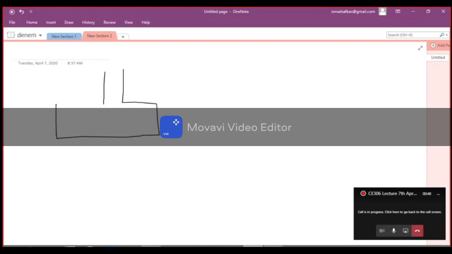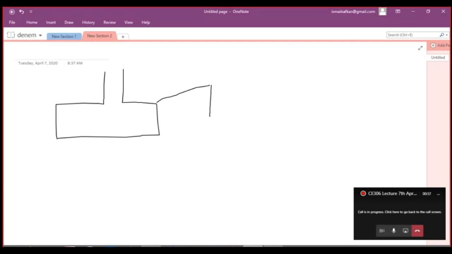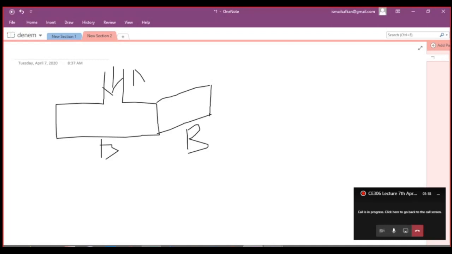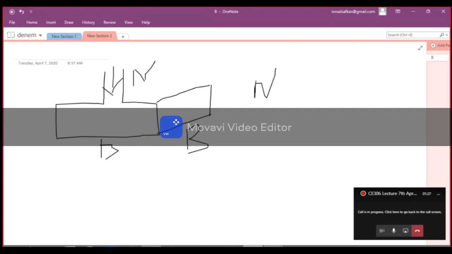We are given a foundation. It's going to be a square shape. The dimension as B and B. The force, let's call force as N from now on. And moment, M and M.